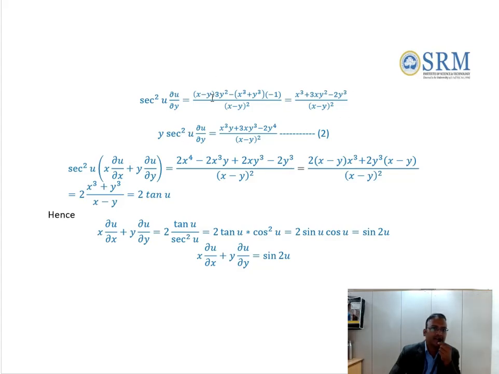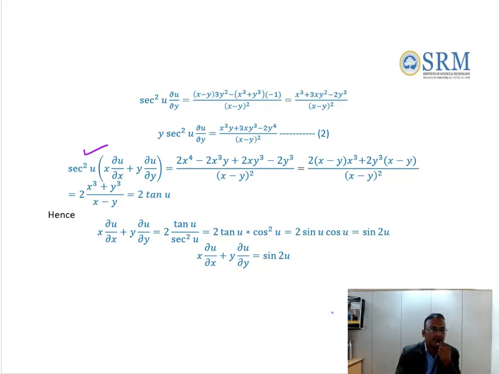After multiplying this expression by y, we are getting y sec squared u into ∂u/∂y, which is equal to (x cubed y plus 3x y cubed minus 2y to the power 4) divided by (x minus y) the whole squared. Upon adding equations 1 and 2, we are getting sec squared u into (x ∂u/∂x plus y ∂u/∂y) equal to (2x to the power 4 minus 2x cubed y plus 2xy cubed minus 2y cubed) divided by (x minus y) the whole squared, right?